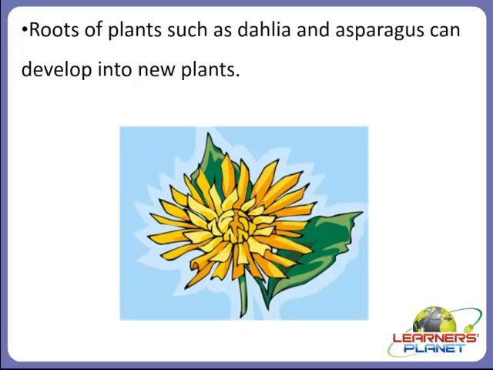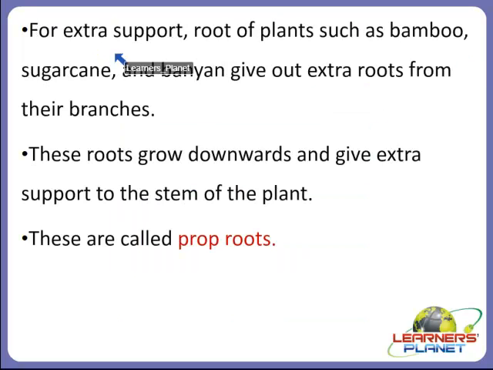In the same way, there are other modifications too. For extra support, roots of plants such as bamboo, sugarcane and banyan give out extra roots from their branches. These roots flow downwards towards gravity and give extra support to the stem of the plant, and these are called prop roots.